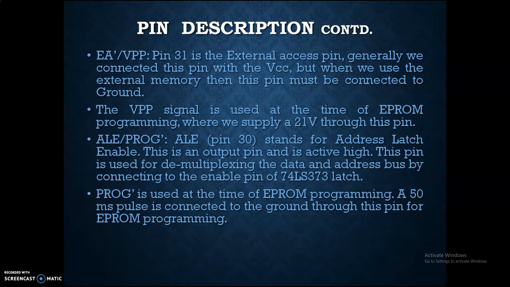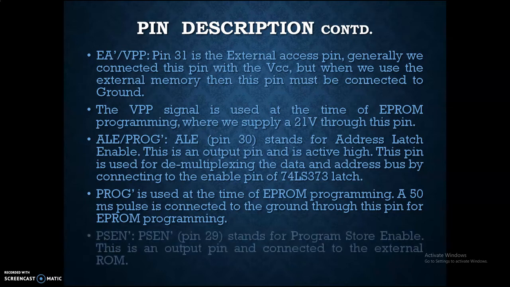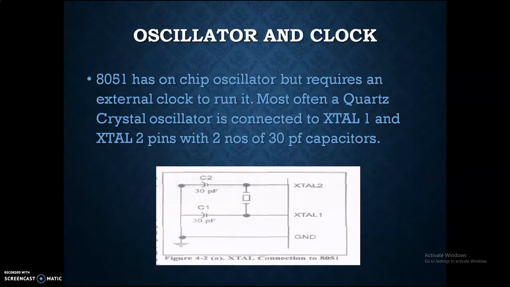inside the burner. A 50 millisecond pulse is to be connected with the ground through this pin for the programming. So it is purely related to the burning, that is program burning in the burner. PSEN bar is also a very important pin, pin number 29, that is program store enable. This is an output pin and is connected to the external ROM if the program length exceeds 4 kilobytes of space.